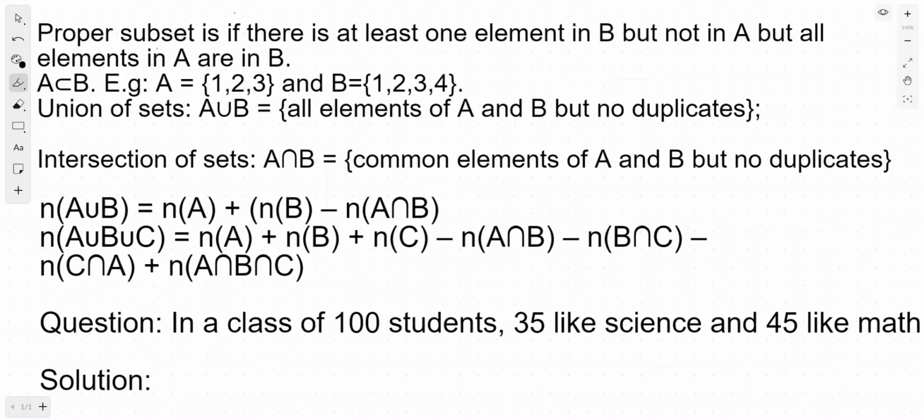Now what is the union of sets? All elements of A and all elements of B will come in the set A union B, but no duplicates should be there. Intersection: A intersection B will be the common elements of A and B, with no duplicates. This is the formula for calculating the union of two sets, and this is the formula for calculating the union of three sets.